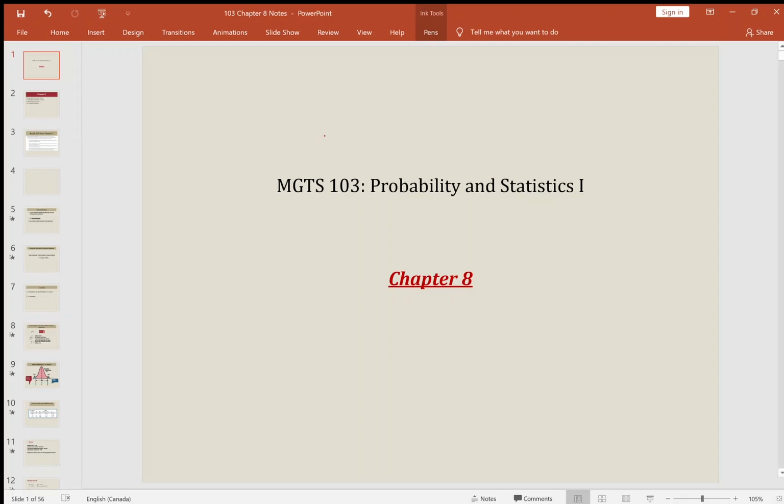Okay, welcome everyone once again. Let us look at chapter 8 notes now. So obviously this is MGTS 103 and what we will be looking at are chapter 8 notes.